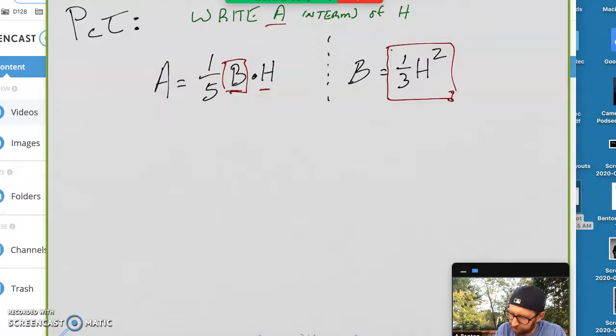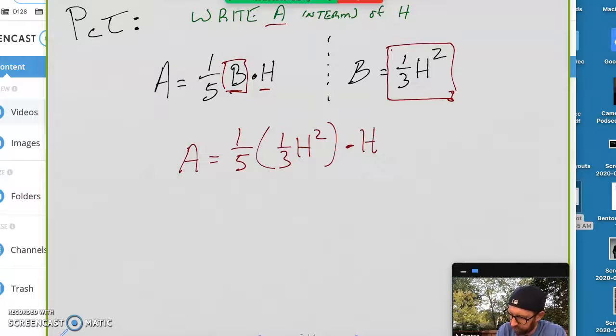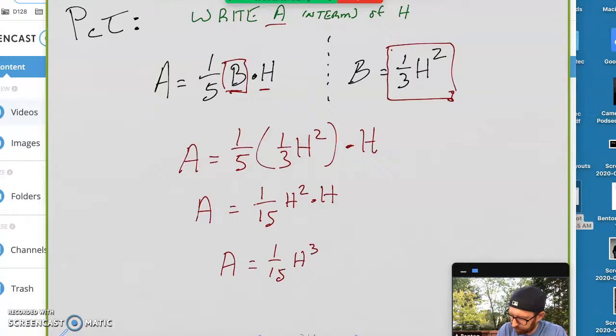And we're done. So when I plug that into B, I get area equals, let's see here, 1/5 times my new B, which is 1/3 H squared, times H. Right? And then I just do a little simplifying here. So I get area equals 1/5 times 1/3, which is 1/15 H squared times H. And then you can always multiply variables, so my final answer is area equals 1/15 H to the third.